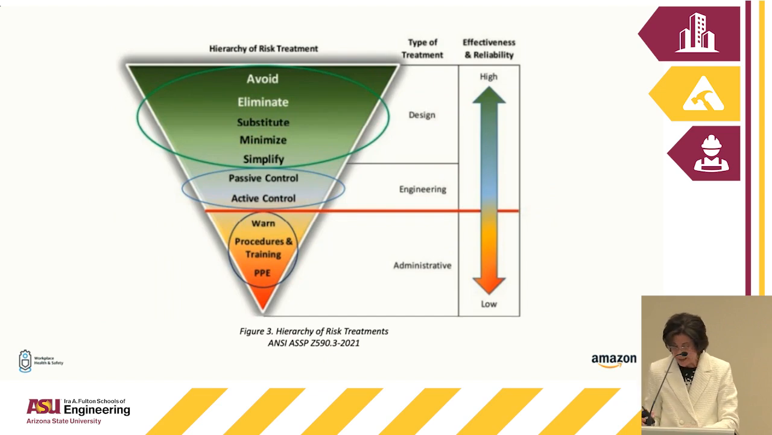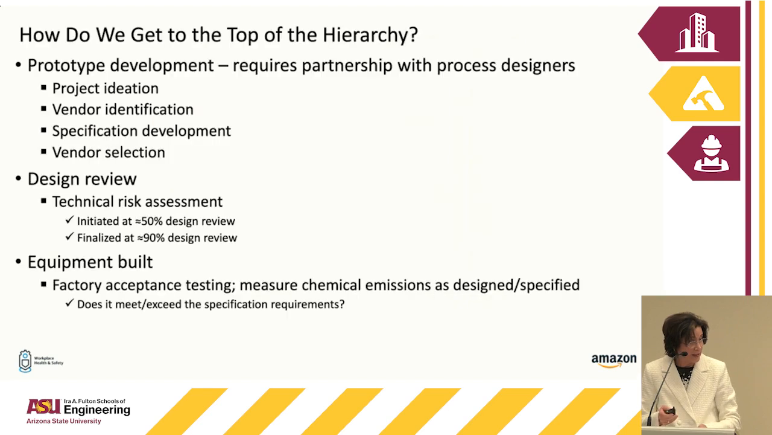So then getting back to the exposure risk ratings and tolerances, that allows you then to get to that hierarchy of the controls. So how do we get to the hierarchy of controls? We actually do prototype development, and it requires partnership with process engineers. You have to sit with the process engineers. They have to agree that they're going to design the process so that it controls the exposure as well. And we're involved from project ideation. I mean, that can't happen during detailed design.